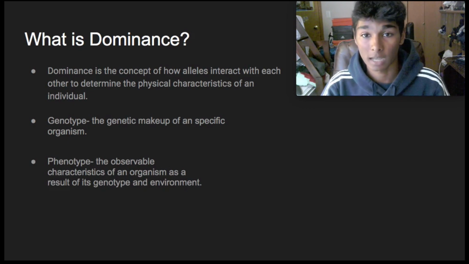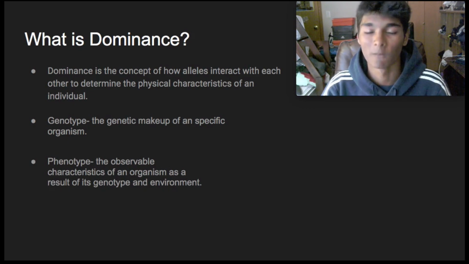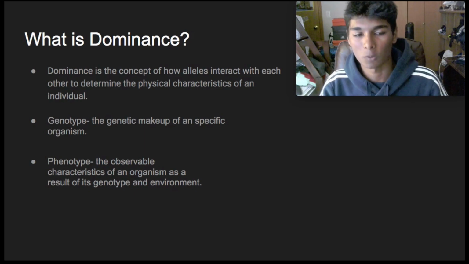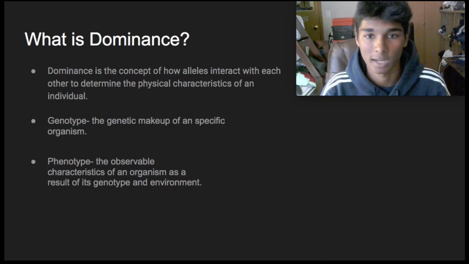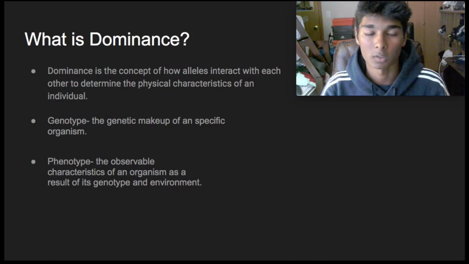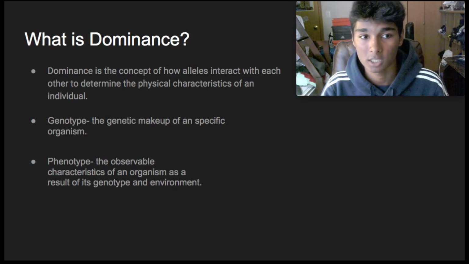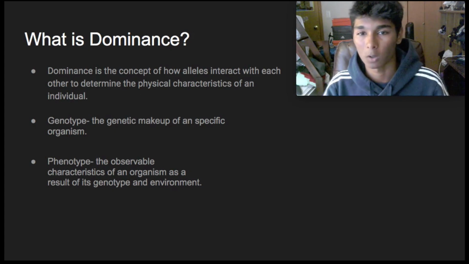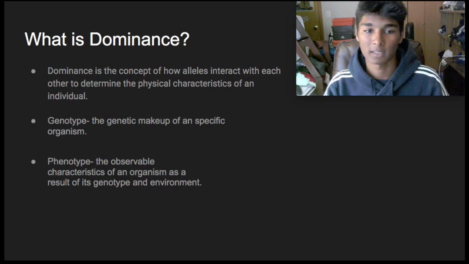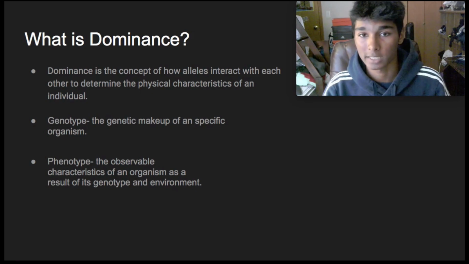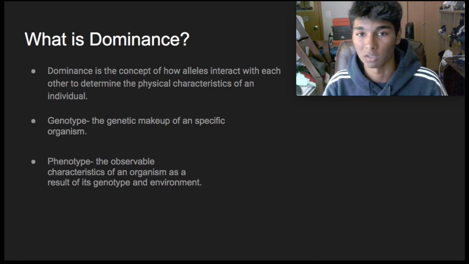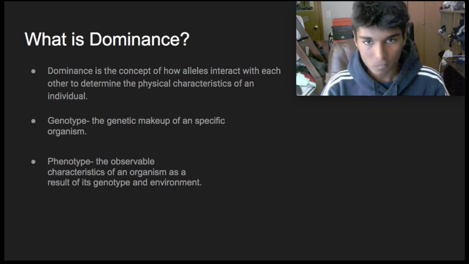And then phenotype is the observable characteristics of an organism as a result of its genotype and its environment. So your genotype, the alleles, interact with each other to determine the phenotype. And also the environment can have a part to play in your phenotype. An example is your skin color can be darker if you're in a really hot, sunny environment. That's just a simple example.